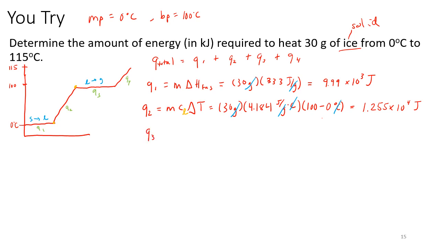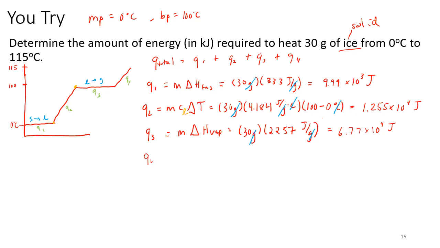Region Q3 is another phase change. Now we're going from a liquid to a gas, so we're vaporizing. Q3 will be equal to M times delta H of vaporization. The mass is 30 grams. The heat of vaporization for water is 2,257 joules per gram. Our grams will cancel. Q3 will be equal to 6.77 times 10 to the fourth joules of energy.